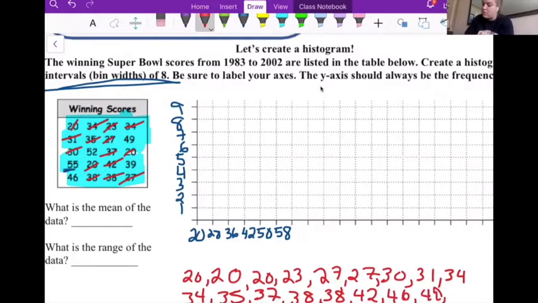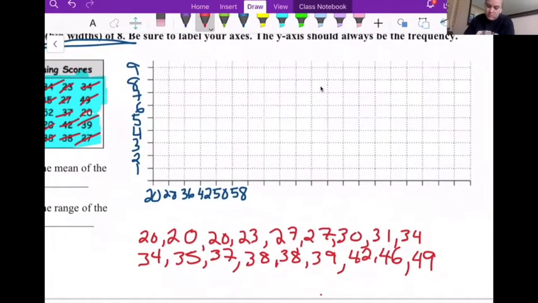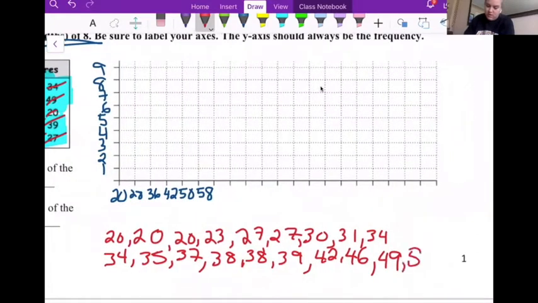Oh, I forgot my 39. See, this is why it's good to mark them off. 39, 42, 46, 49, 52 and 55.